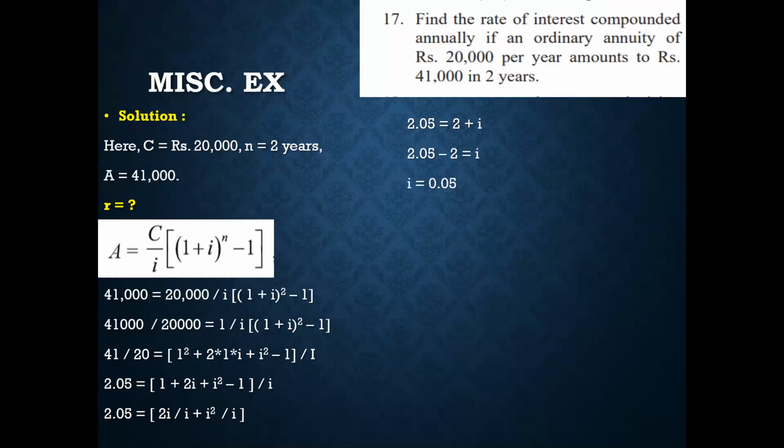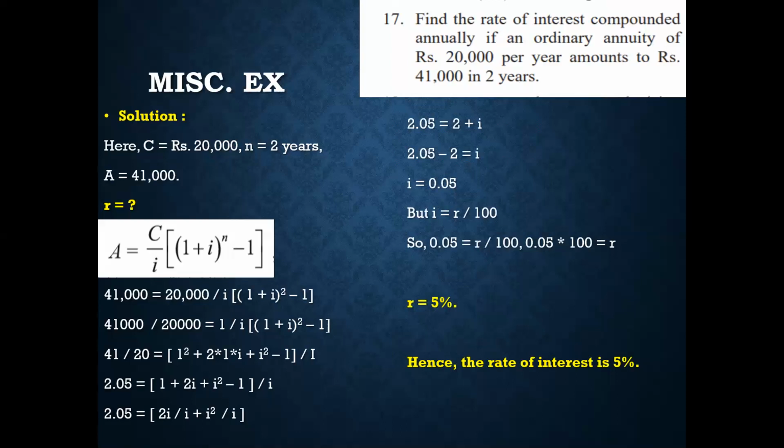2 will go that side and get subtracted. You're left with 0.05. But we don't need to find the value of i. Remember class, i is equal to R upon 100. So 0.05 is equal to R upon 100. So 0.05 into 100 gives me 5%. So the rate of interest over here is 5%.